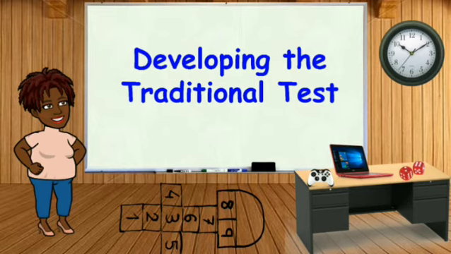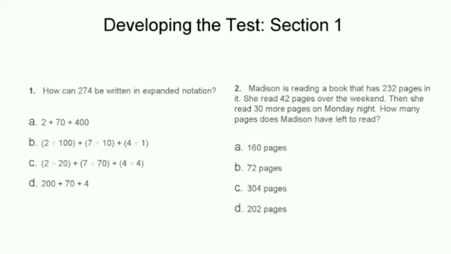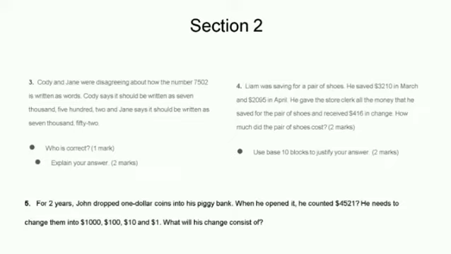So let us start to develop our traditional test based on the table of specification that we just created. From the table of specification, we had agreed on having 5 test items, 2 multiple choice and 3 short answers. So our multiple choice questions will be these right here. And our short answer will be these 3 items here.